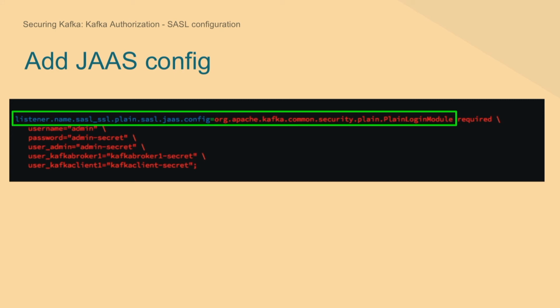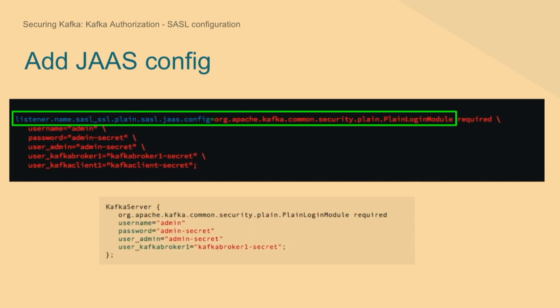You can add the JAAS config to your server properties, or you can have it in an external file and point to that. We've had some issues just pointing to an external file and found that it was a little bit less troublesome to put directly into the server properties. If you want to do that, this is what the JAAS configuration would look like. So in the server file, I'm just going to add the listener config on the listener name that I want it to be on.